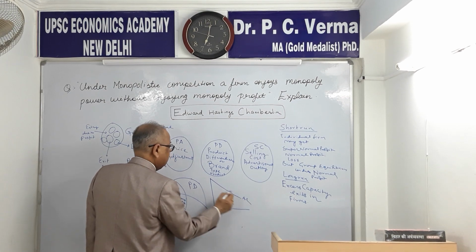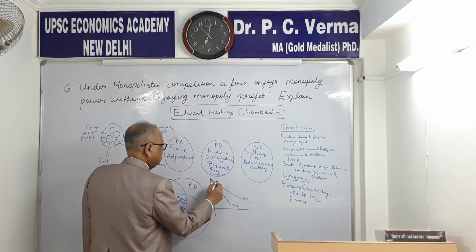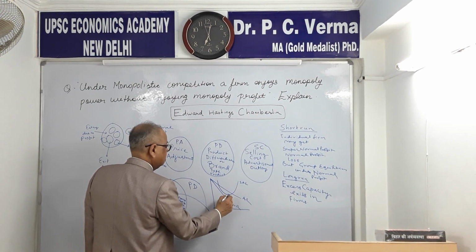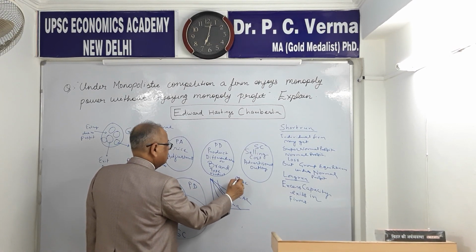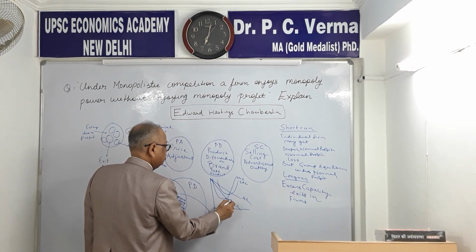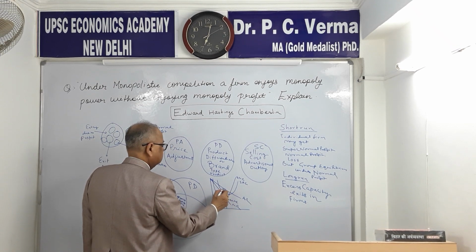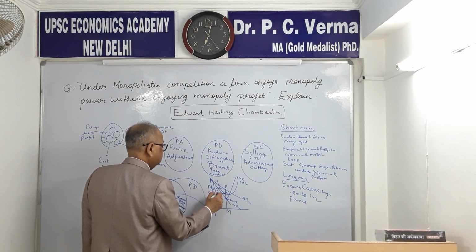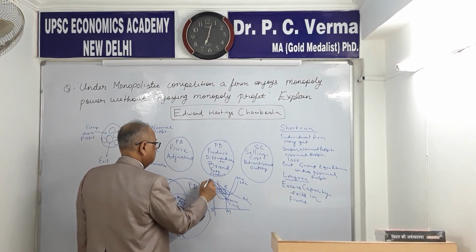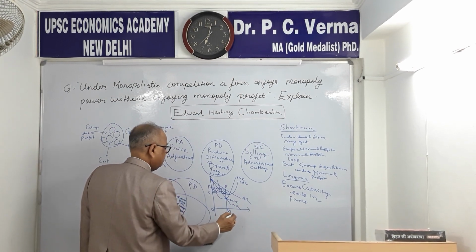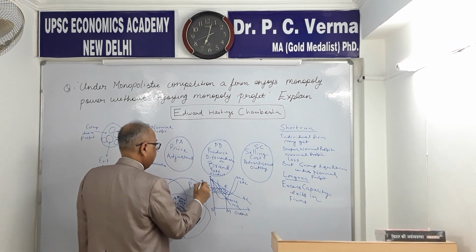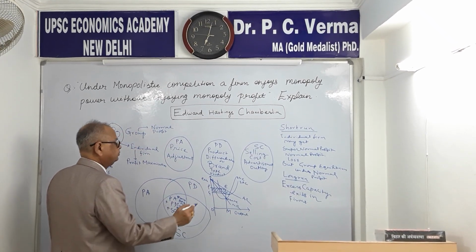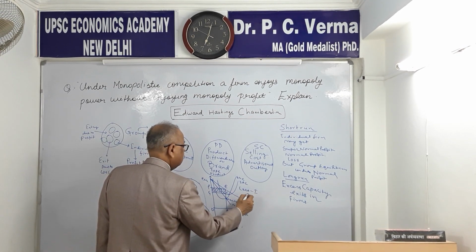This is AR, this is MR. This is the short-term average cost, this is the lowest point. This is the short-term marginal cost. This is where MR is equal to MC. Case 1, supernormal profit.